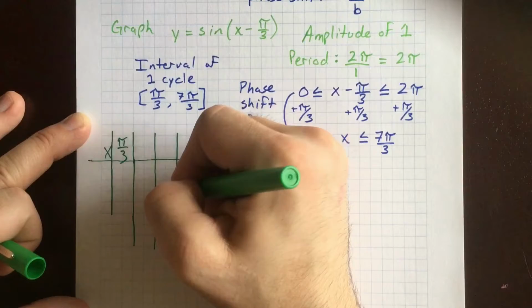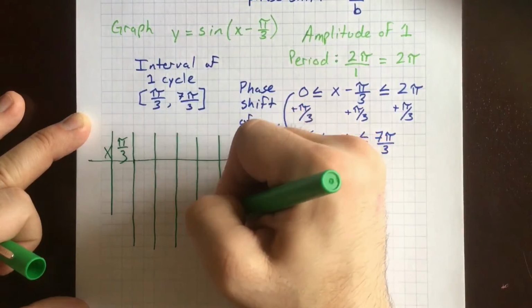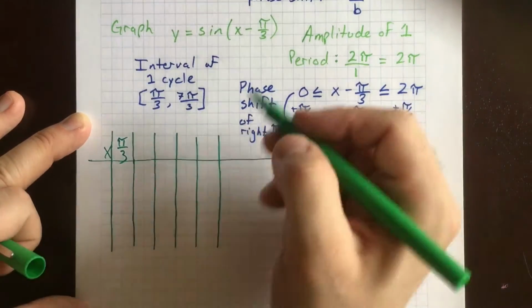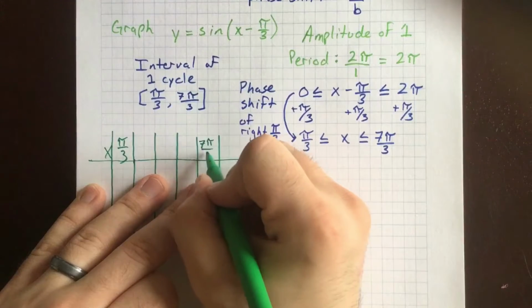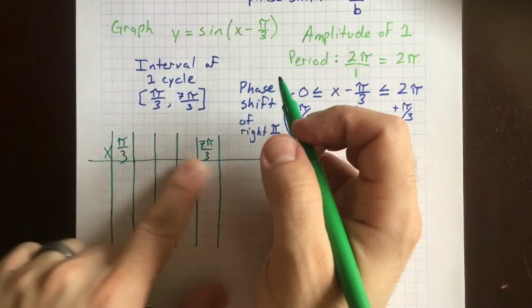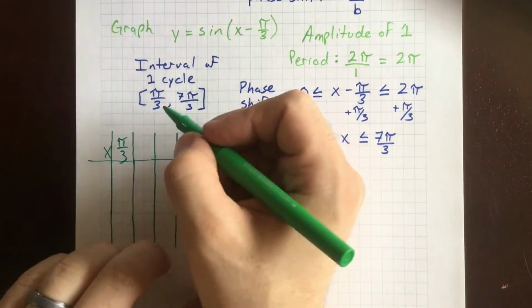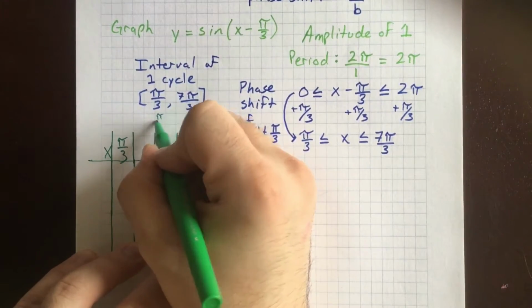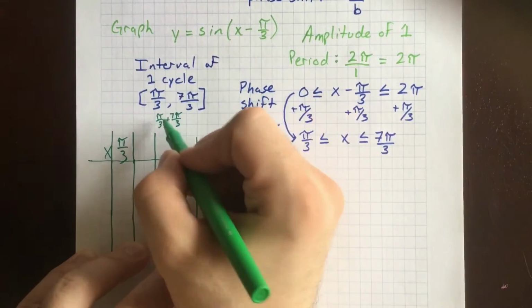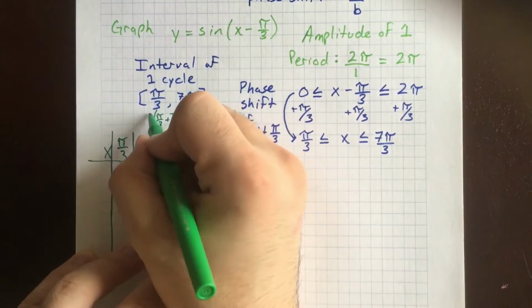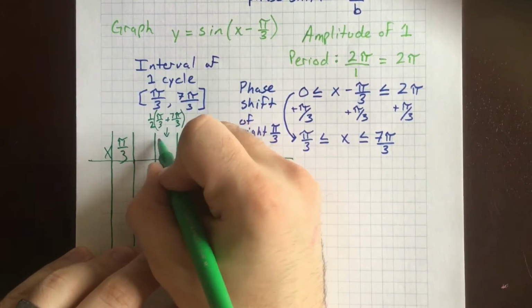So we have 7 pi over 3 on the far right. We want to know the middle of these two values. So I'm going to take pi over 3, add 7 pi over 3, which would be 8 pi over 3. We want half of that. So half of 8 pi over 3 is 4 pi over 3.